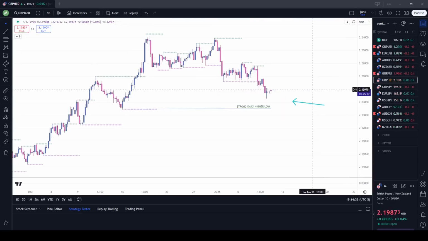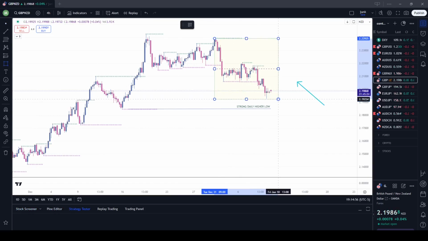Similar to that, it would be GBP NZD, and it's also been making on the daily higher highs, higher lows. Higher high that wasn't broken by these higher lows. Liquidity was taken out through this impulse of bearish momentum, and it's been trading downward. And this is the 4-hour range that it's in right now.